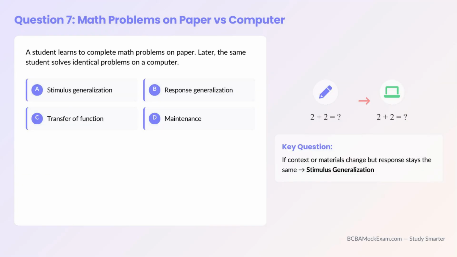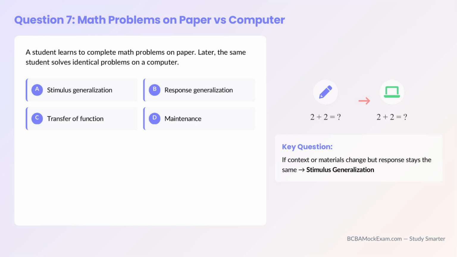A student learns to complete math problems on paper. Later, the same student solves identical problems on a computer. Which concept does this represent? A. Stimulus generalization. B. Response generalization. C. Transfer of function. D. Maintenance. The skill is the same, but the environment or materials are different.